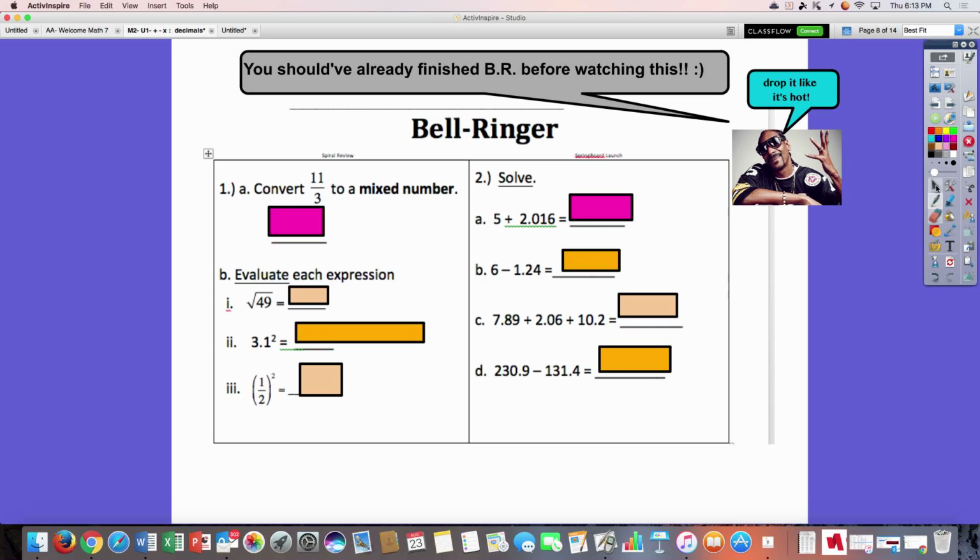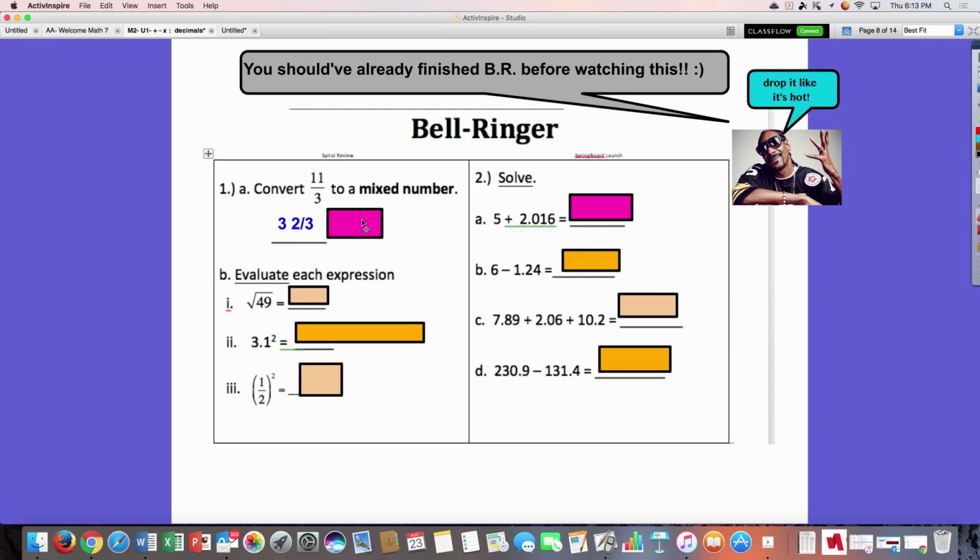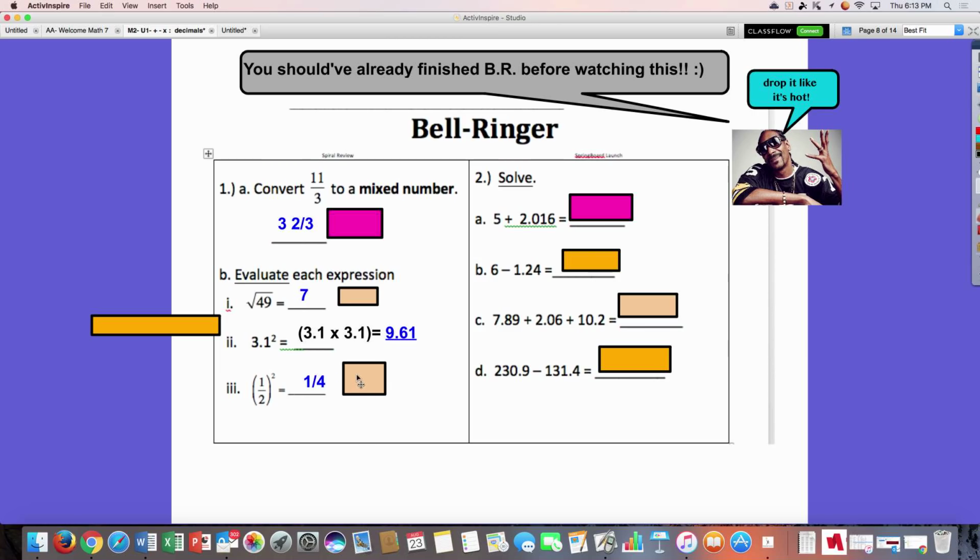If you're watching this, I know that you have already completed this page. Convert 11/3 into a mixed number. That means 11 divided by 3. 3 goes into 11 3 times. I have 2 left over. 3 2/3. Evaluate each expression. The square root of 49 is 7. 3.1 squared means 3.1 times 3.1, and you know that equals 9.61. 1/2 squared means 1/2 times 1/2, which is 1/4. Multiply across the top, multiply across the bottom.